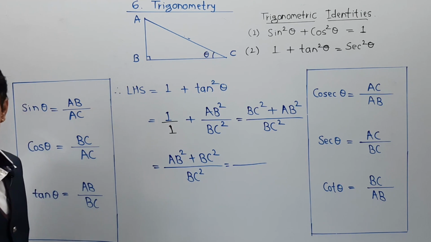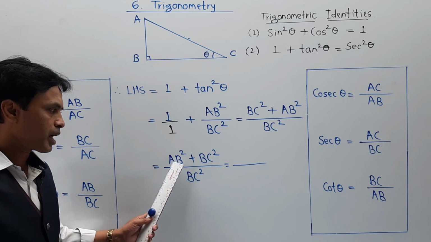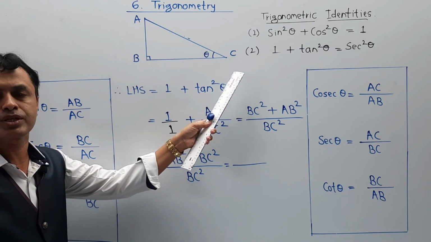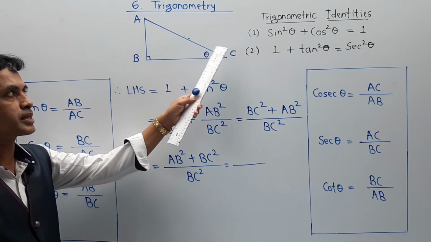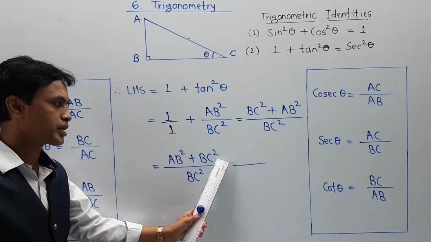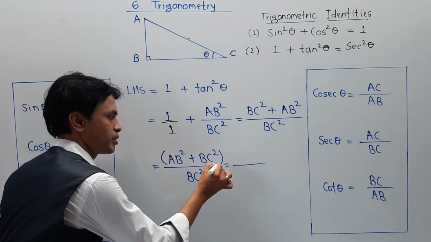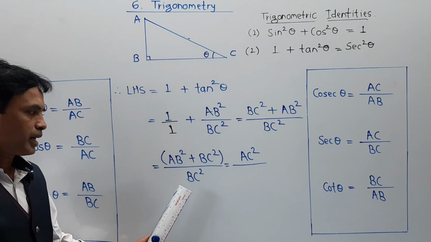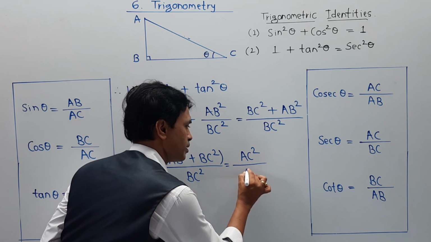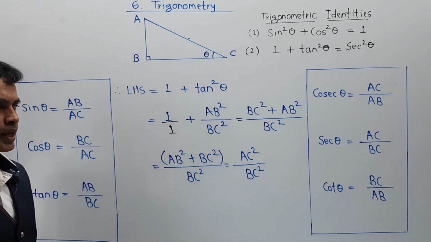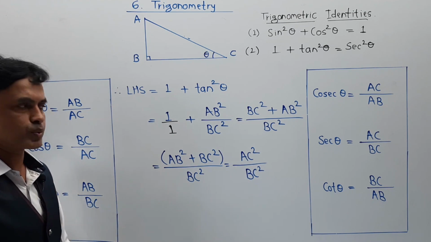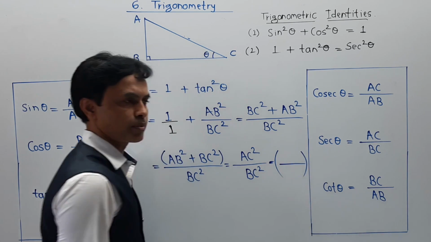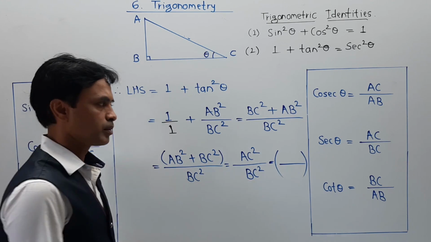Now this is again an important step, just like the previous part. AB square plus BC square, by Pythagoras theorem, is AC square. So AB square plus BC square becomes AC square, divided by BC square as usual. And this AC square upon BC square we can also write with the numerator as well as the denominator both containing a square.